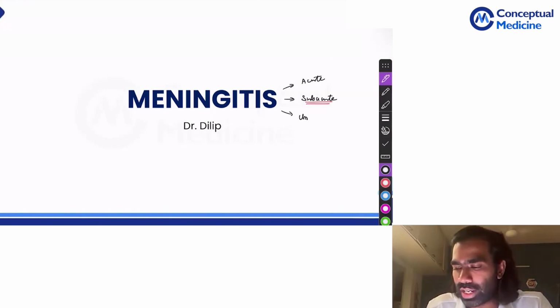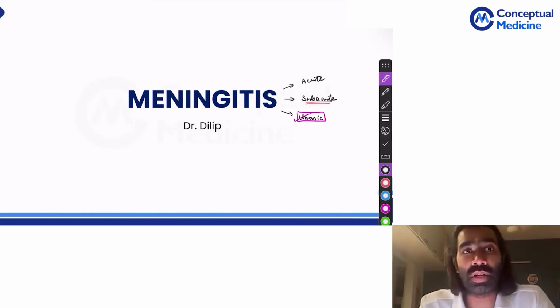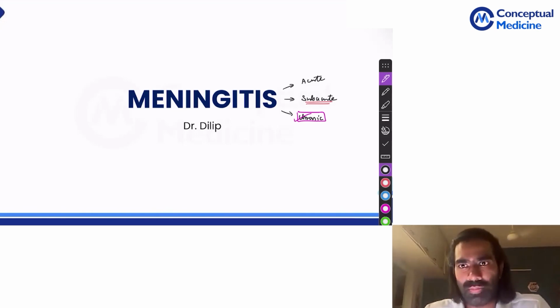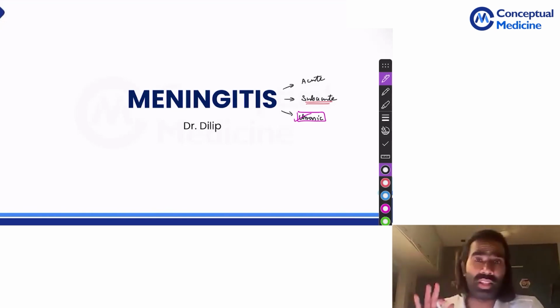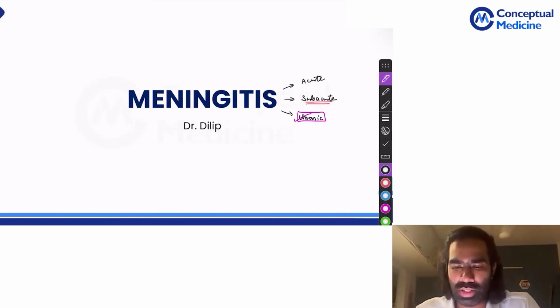And then we have a real specialist topic in the form of chronic meningitis. This is not very commonly seen, but there are numerous etiologies that can produce chronic meningitis. Trust me, there are so many, but it's a real specialty topic and it's not commonly seen in practice. Mostly it is handled by neurologists. So first, let us finish off the most common ones, that is acute and subacute meningitis.